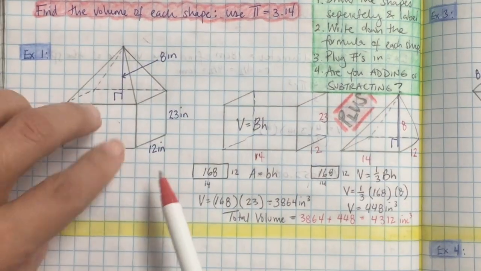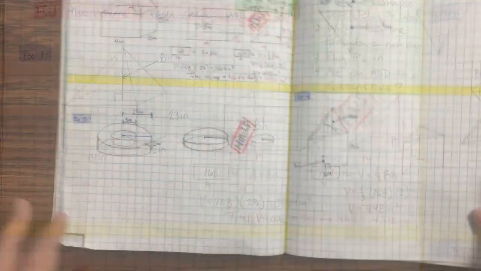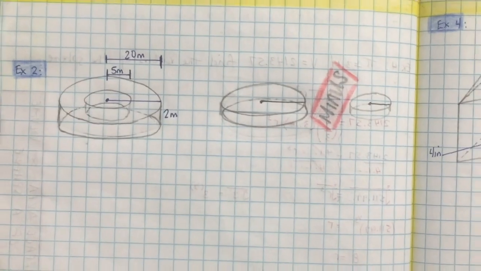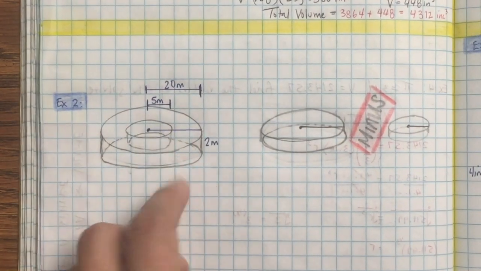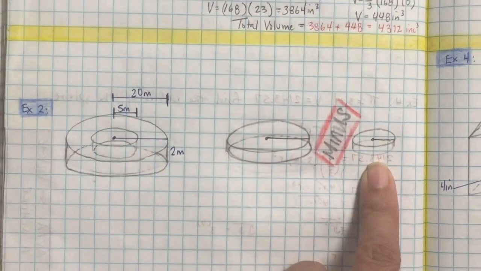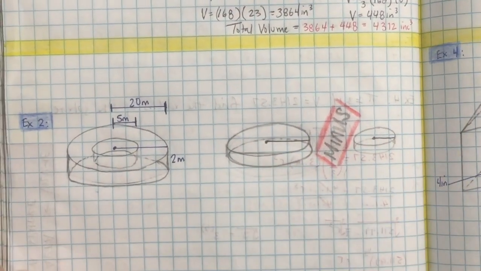So the biggest thing with composite volume is you have to figure out, are you adding or subtracting? So let's take a look at a subtraction one. So this one, I've drawn the shapes as well, and you're subtracting because you're taking a piece out of it. So it starts off as this whole thing, and then you're taking the small piece out of it.